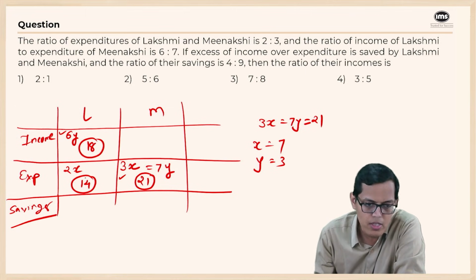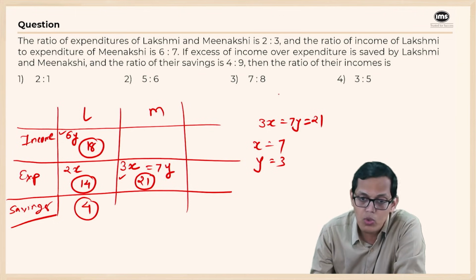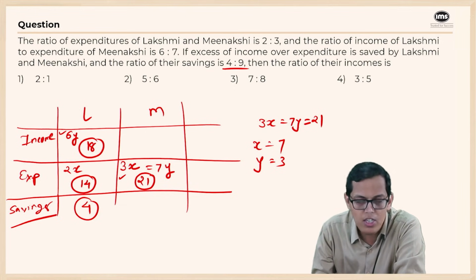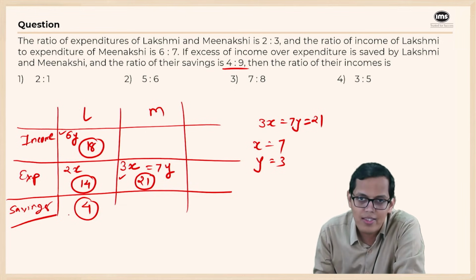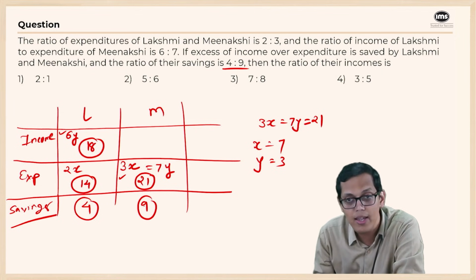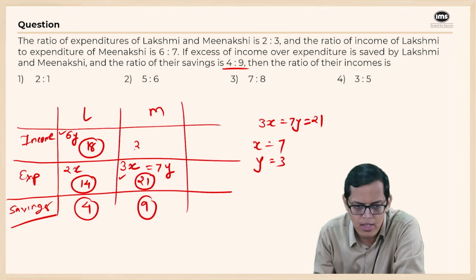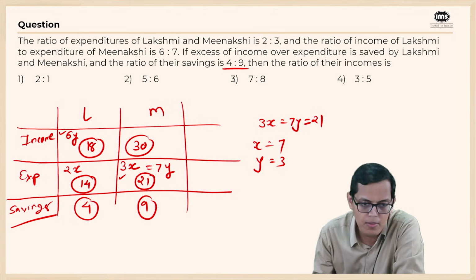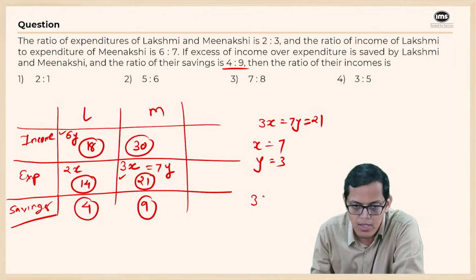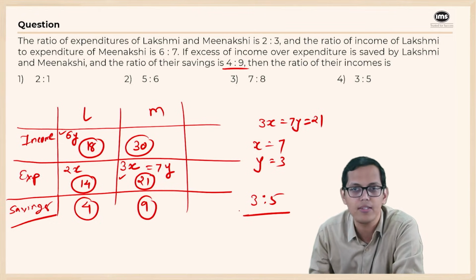Now let me do the subtraction here. 18 minus 14 produces the 4. And further, we know that the excess income, which is obviously savings, the savings were in the ratio 4:9. We are lucky to get a 4 here directly, so I'll be able to write a 9 here straight away. We saved 9 by spending 21. We must be earning 30 at the beginning. That's about Meenakshi. The question here was, find the ratio of the incomes. Incomes now in my discussion are 18:30. So the answer will be 3:5. The last option is correct.